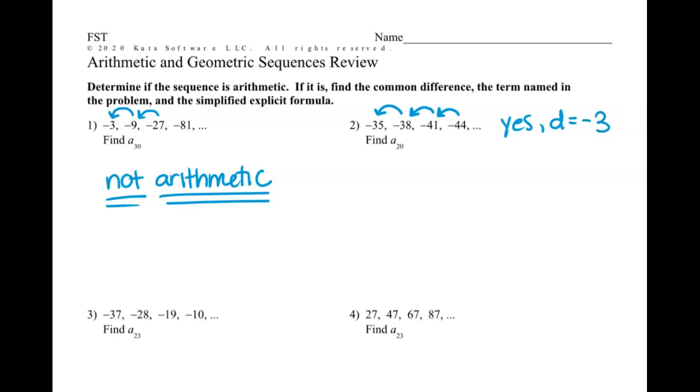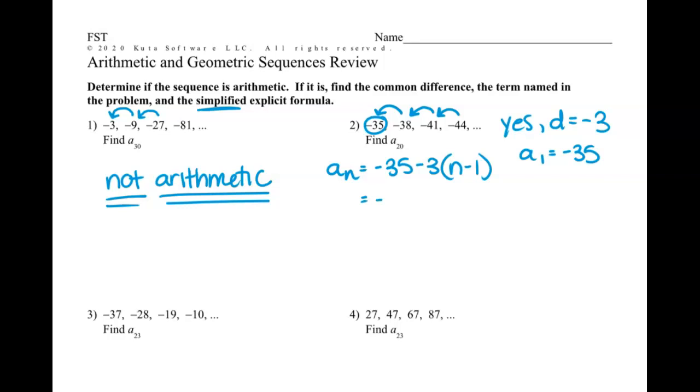First we'll find the explicit formula. If we look here, our first term, a sub 1, equals -35. So then our explicit formula is a sub n equals -35 minus 3 times (n minus 1). This is fine, but we're asked for the simplified explicit formula.